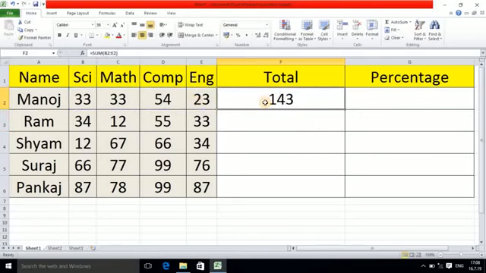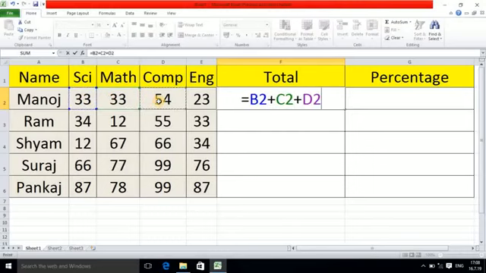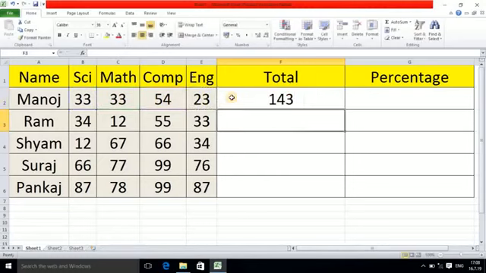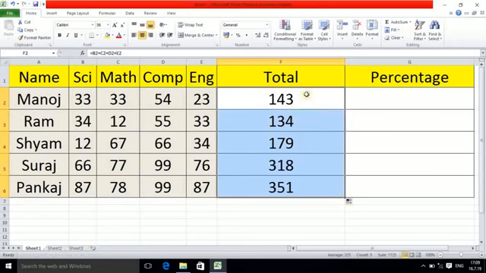The second way of calculating the total is to insert the formula: add the first address, then a plus symbol, the second address, again a plus, then again a plus, and this address. So here I have added 4 addresses. The first one represents science, math, then computer, then English. Then simply press the enter key, and the same answer comes. Then drag down, and the total comes for the other records also.